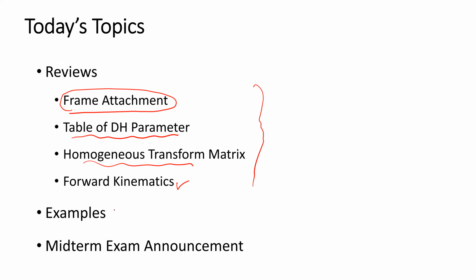But today we mainly focus on examples of how to attach frame on different types of industrial robot, especially for the robot that has prismatic joint. How can we attach frame to robot that has prismatic joint? And we already announced the information about our midterm exam.